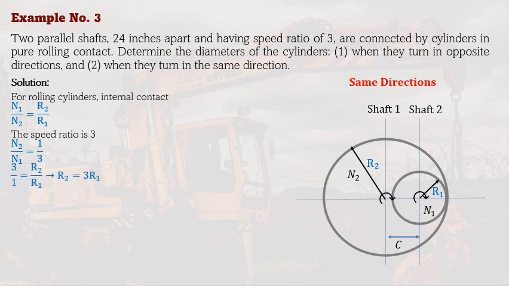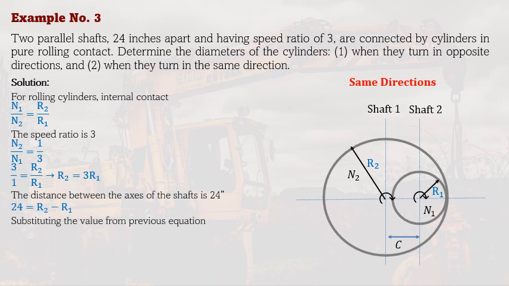Substituting these values in our relationship between the angular speed and the radius, then we can get r2 as equals to 3 r1. Also, using the relationship between the center distance, which is 24 inch, that would be equal to r2 minus r1. Substituting the values of r2, then we can get the value of r1 as 12 inch. So the diameter is 24 inch. Now that we already have the radius, then we can get the radius of r2. The radius r2 would be equals to 72 inch.